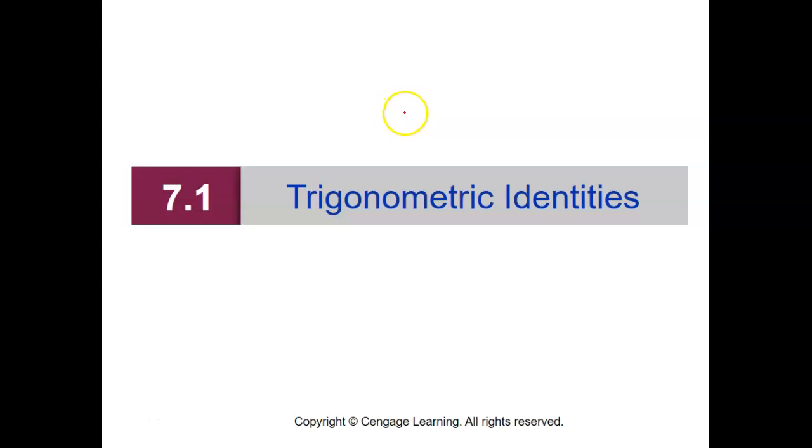Welcome back. Today we're going to begin Chapter 7. We only have 2 days left in the semester to look at these concepts in Chapter 7, so we're going to just take a brief look at trigonometric identities today and then some trig equations next class, and that'll wrap up the semester for us.